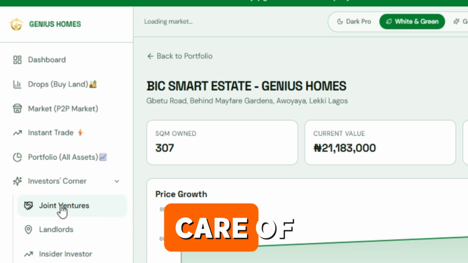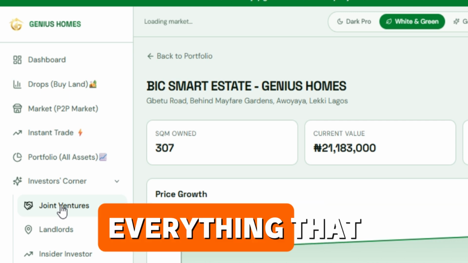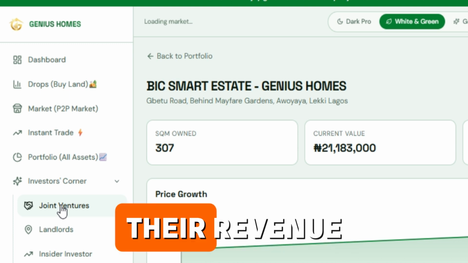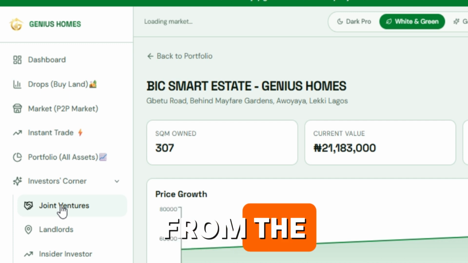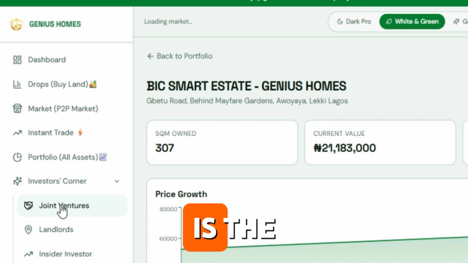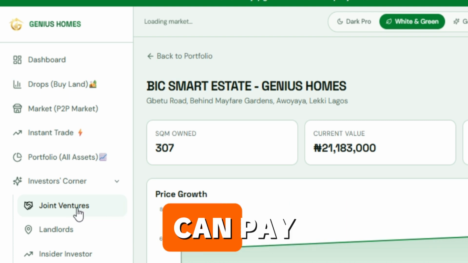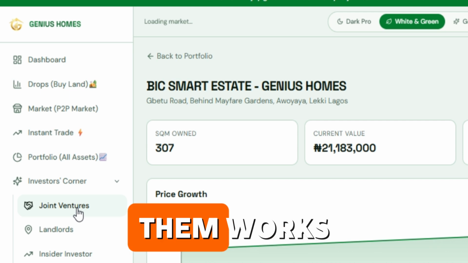Then the system takes care of all the building and everything in between, including all the selling. Everything about it, the system takes care of it all, and gives the joint venture partners their revenue or income from the venture or from the buildings. So that is the part of the joint venture. You can release land to join a joint venture, or you can pay in cash or money to join a joint venture. Both of them work.